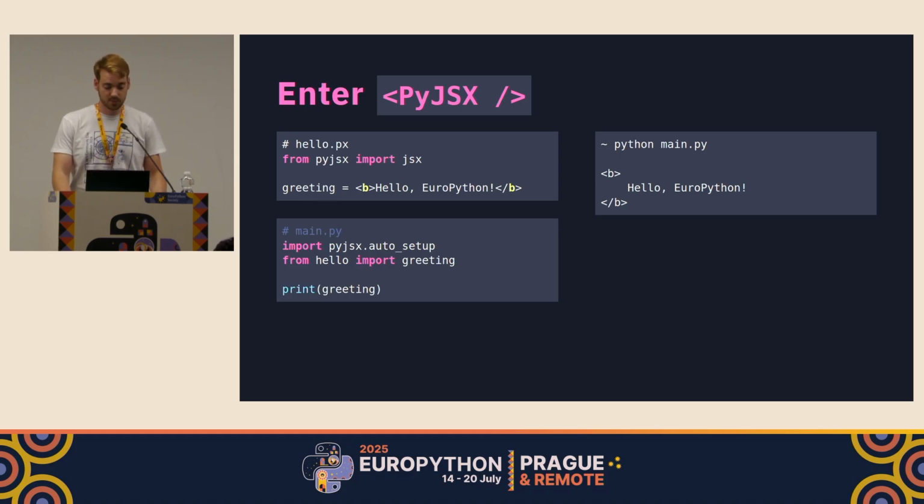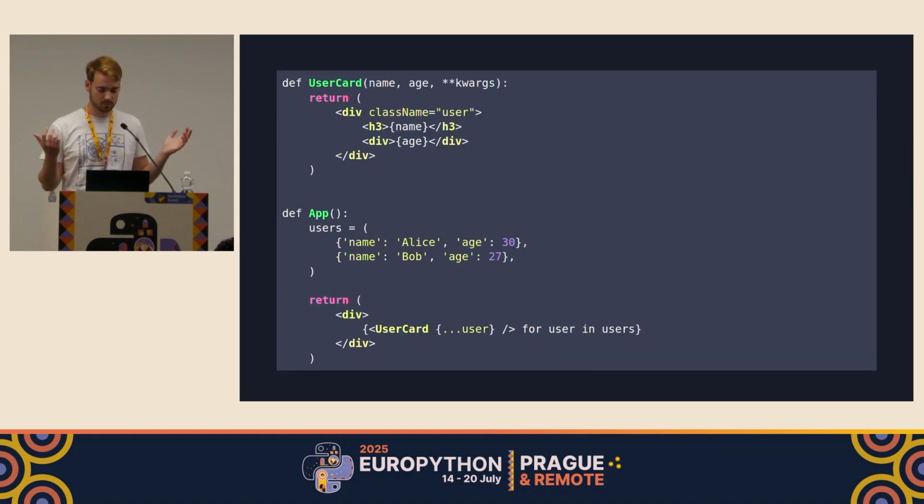That's a very simple example, but you can, of course, go crazy. You can do more things. This is a more involved example. For example, you can have this user card component or function, which returns some information about a user, for instance, a name and age. And then you can have this app function or component that just renders all of the users. I'm not sure if you can all see it, but the line at the bottom with the braces, what's inside is just a normal Python generator expression. So it's just regular Python.